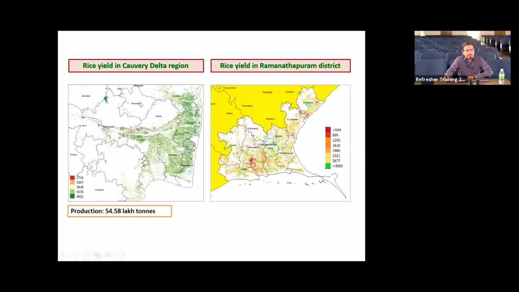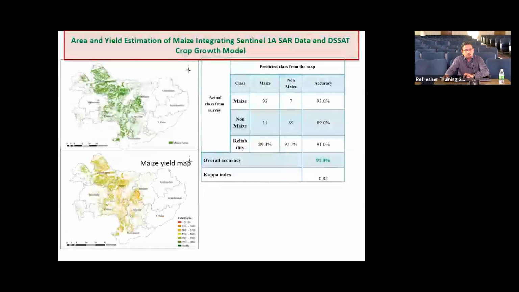And this is rice yield in the Cauvery Delta. One example we have tried. These are all the yields at various levels, and total production we can estimate. This is for Ramanathapuram district. So using the remote sensing information and with some modeling technique, we estimate the yield. And we also estimated the maize area in Perambalur and Ariyalur district.